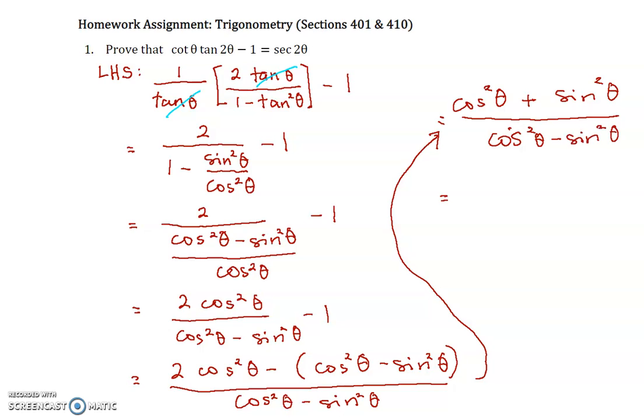If you take the formula, and this is a very familiar formula, cos squared theta plus sine squared theta is 1, correct? And then if you refer to the formula list, cos squared theta minus sine squared theta is cos 2 theta. So 1 over cos 2 theta is secant 2 theta. Alright, so that is done. So that's it for question number 1.